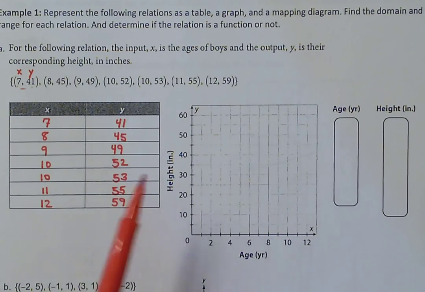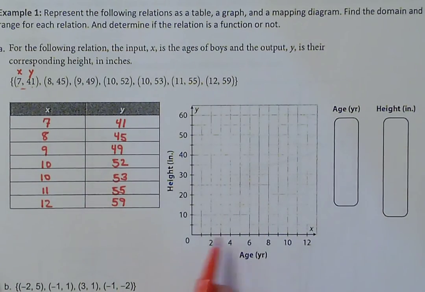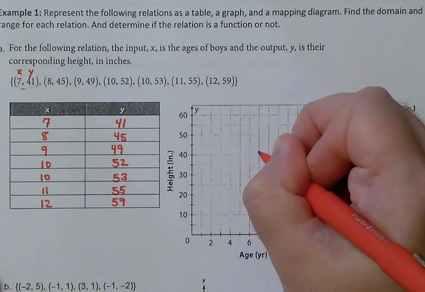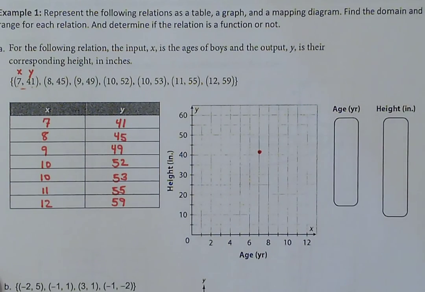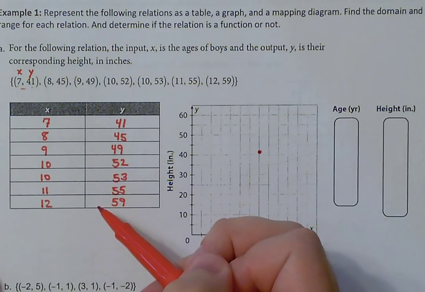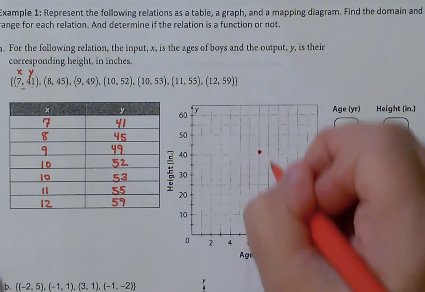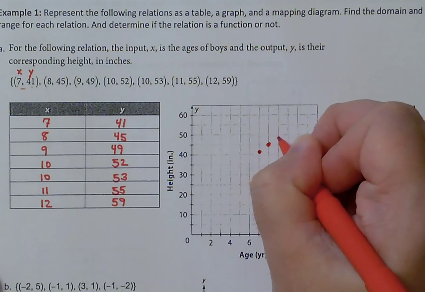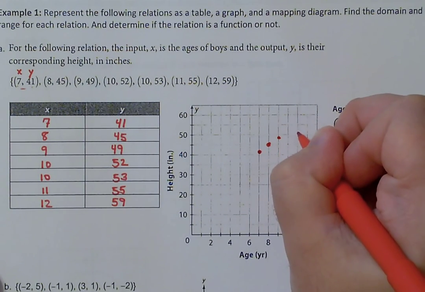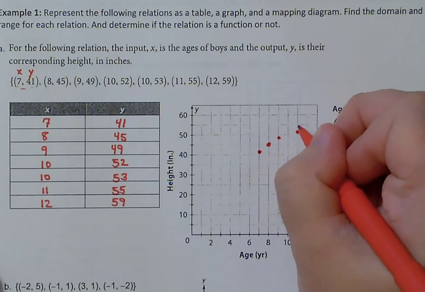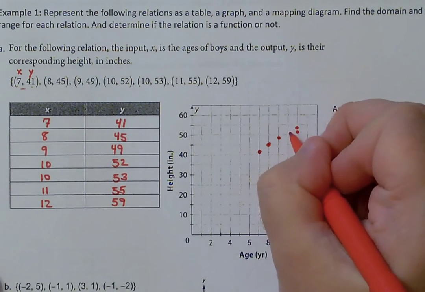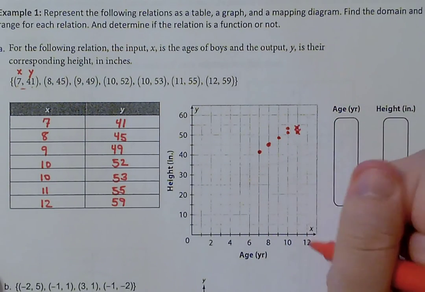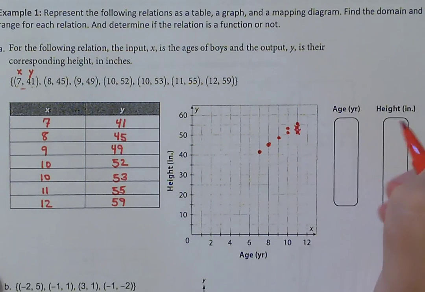points. So our first point is (7, 41). So we're going to go over to 7 and then up to 41. And I'm going to give an approximate location for it. So right there. And then we're just going to go through and plot all the other points. So (8, 45). Then we have (9, 49). We have (10, 52). And then (10, 53). Oh, I went 1, 2 over. So ignore those. I have (11, 55), so right there.